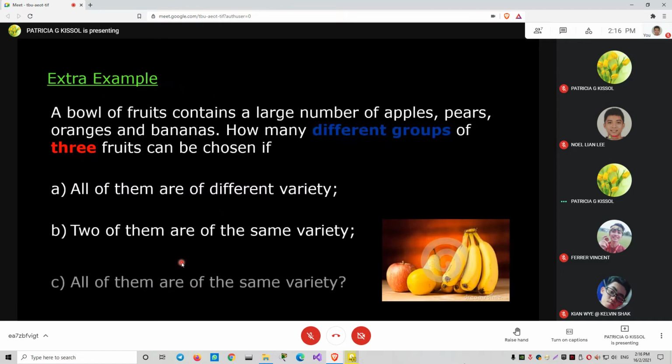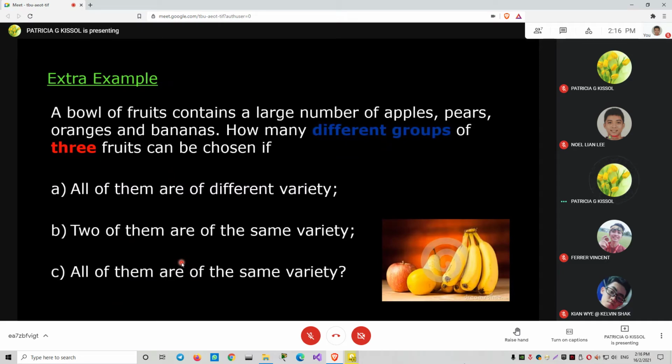I have another example here. This one is about a bowl of fruits, containing a large number of apples, pears, oranges and bananas, four different types of fruits. How many different groups of three fruits can be chosen if all of them are of different variety, two of them are of the same variety, and all of them are of the same variety? So this is another very interesting example.